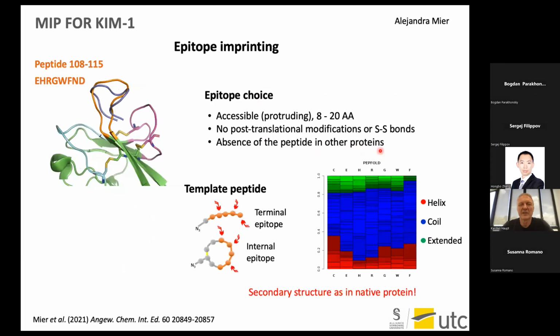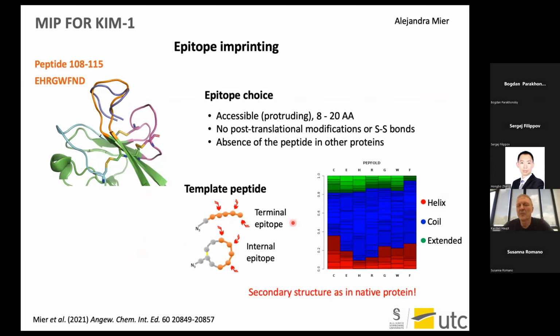And then once we have chosen an epitope, we need to make sure that the chemically synthesized epitope that we will use for molecular imprinting has a structural similarity to the epitope in the protein. So for example, in the case of this KIM1 protein, if we say, okay, we choose this one, the middle one of the epitopes that we had identified, we will synthesize it chemically, and we have to make sure that it adopts a similar conformation as the peptide in the protein.